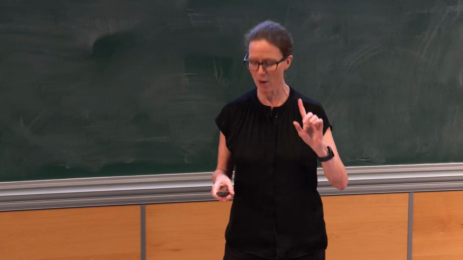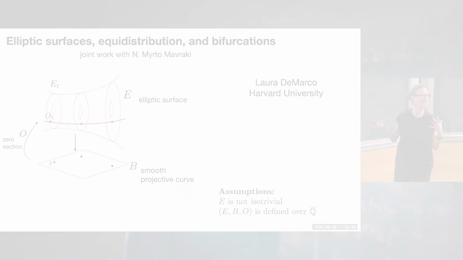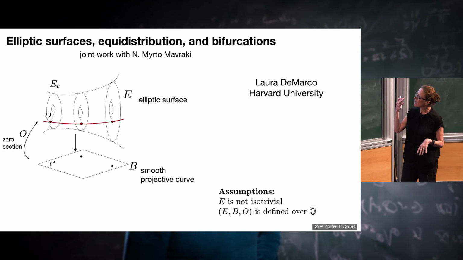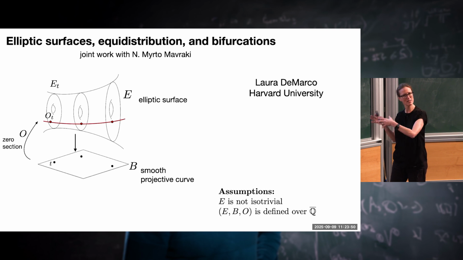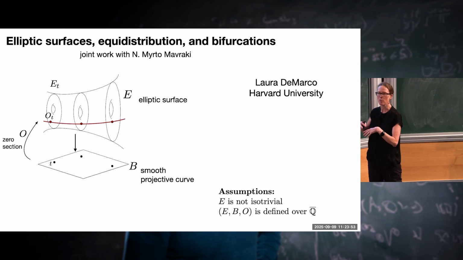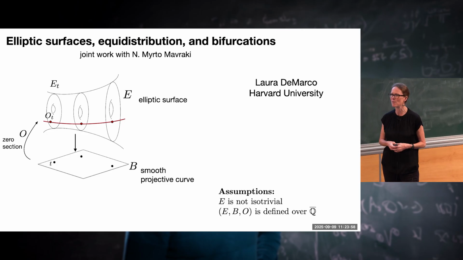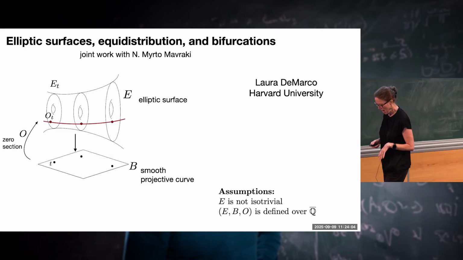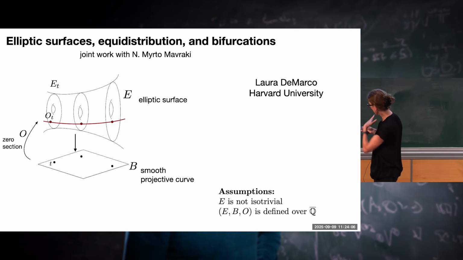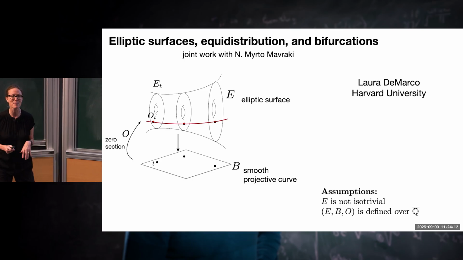So what I'm planning to do is talk about a project which is about elliptic surfaces. But as I go through and describe the project, I want to describe also some open questions on the dynamical side that we really don't know how to answer, but we're inspired by what's known in the setting of abelian varieties or families of elliptic curves. Okay, so that's my plan. The project I'm talking about is a joint project with Myrto Mavraki.